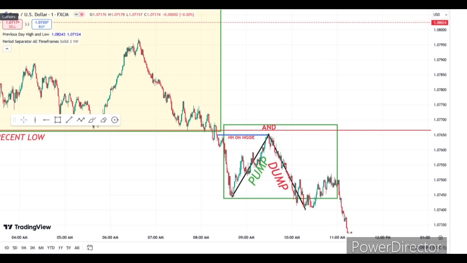Right there at the top of that pump, at the top of the pullback, okay, we have a break of structure on the inside when we break above that lower high to the left. Okay, that's a break of structure triggering in other time frame traders. We're on a 1 minute chart, so this triggers in perhaps hourly traders, 30-minute traders, 15-minute time frame traders, everyone's in the market, and we have other time frame traders that have been triggered into the market.